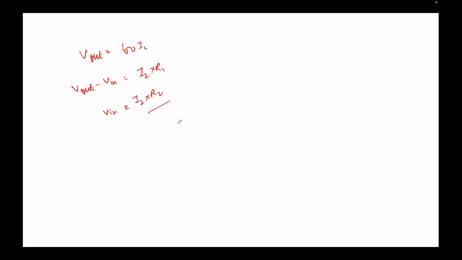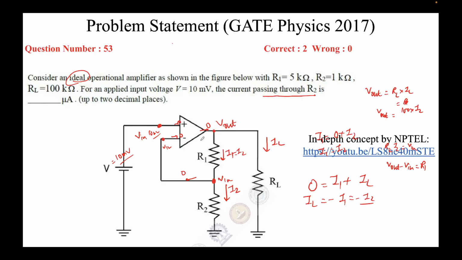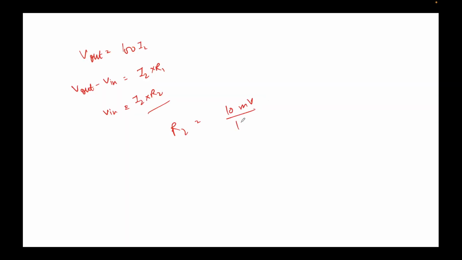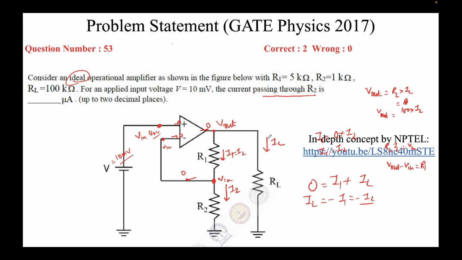Right, so R2 is V in. We were given 10 millivolts divided by the value of R2, which is 1 kilo ohm, so we'll simply get 10 microamps. So we'll put this value as 10 microamps. This is very simple.